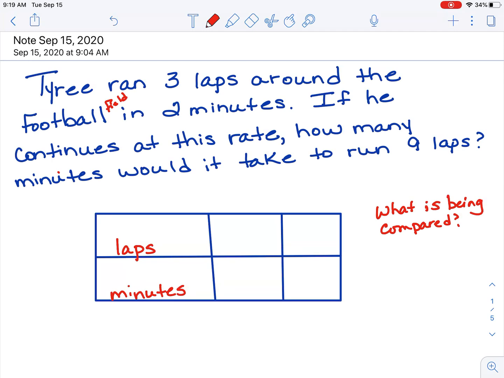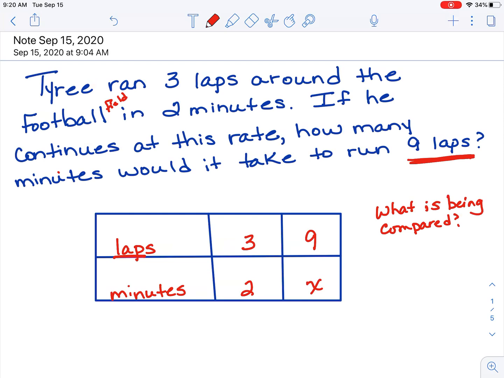And what do I know? I know he can run 3 laps in 2 minutes. If he continues at this rate, that means he doesn't get any slower, he doesn't get any faster. How many minutes would it take to run 9 laps? 9 laps. So I know the 9 is going to go here with laps. So what I don't know is the minutes.